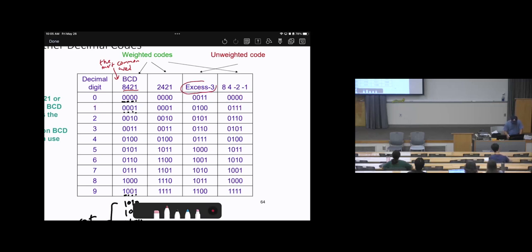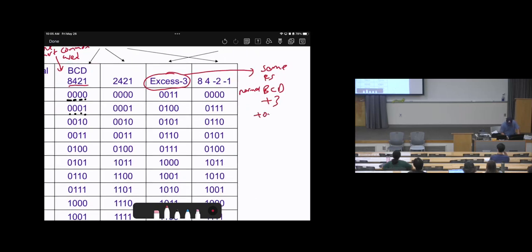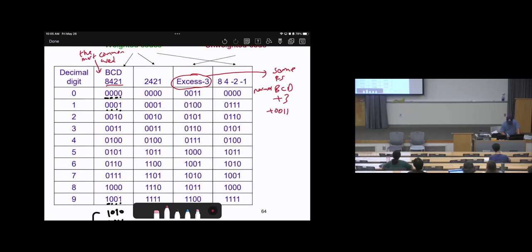What does XS3 mean? It means the same as BCD plus 3. XS3 is any number that we used to know in the normal BCD, plus 3, or in other words, plus 0011. So you will see 0000 plus 0011, it will be like this. 0001 plus 0011 will make it 0100.